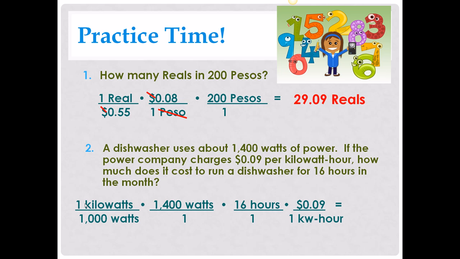Okay, so 1 kilowatt is 1,000 watts. I have 1,400 watts. So I was worried, well, which way should I set up this first fraction? Should I put the 1,000 on top or the 1 on top? Should it be 1,000 watts to 1 kilowatt? But they gave me watts and I need them to be diagonal from each other.